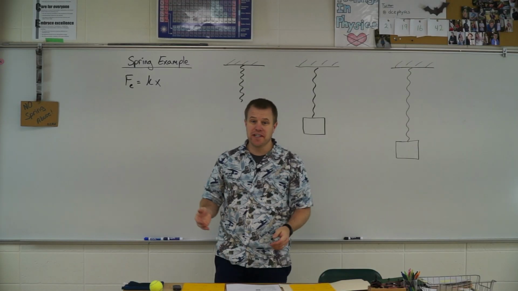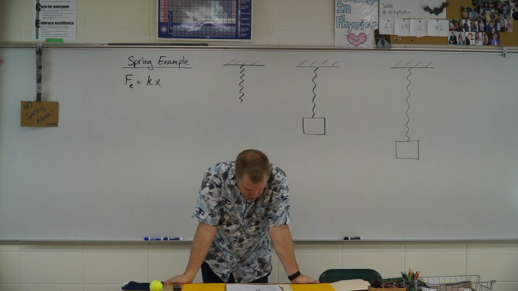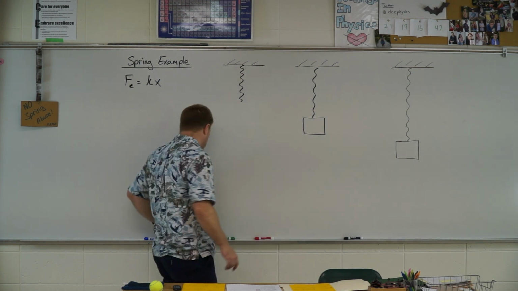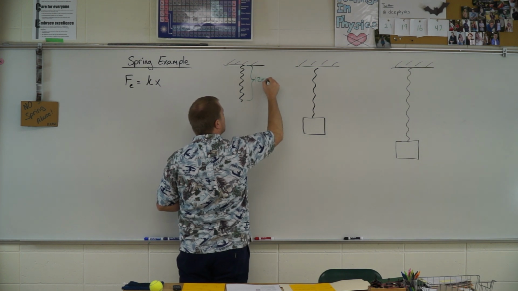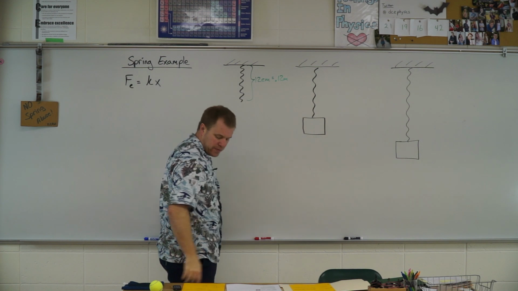All right, so we're looking at our spring example, so let's go ahead and take a look at this question. An unstretched spring is 12 centimeters long. Okay, so I have an unstretched spring that is 12 centimeters long. That is 0.12 meters. Quick trip math there.